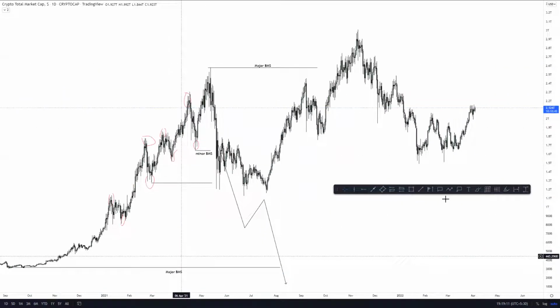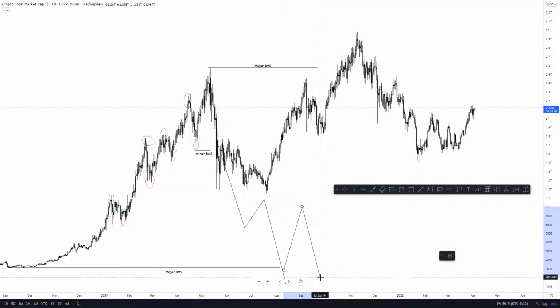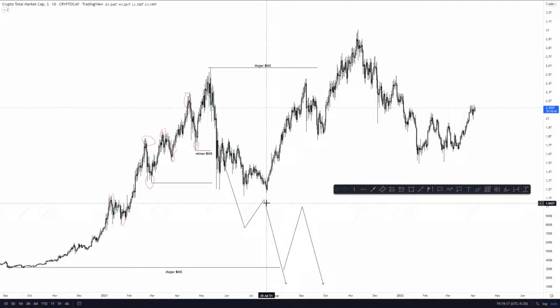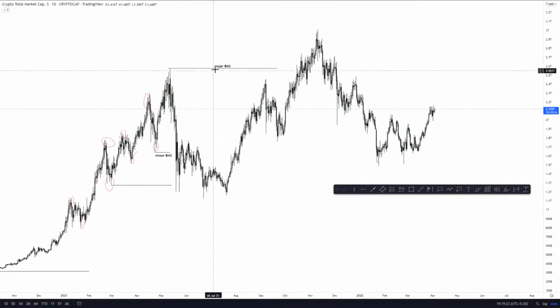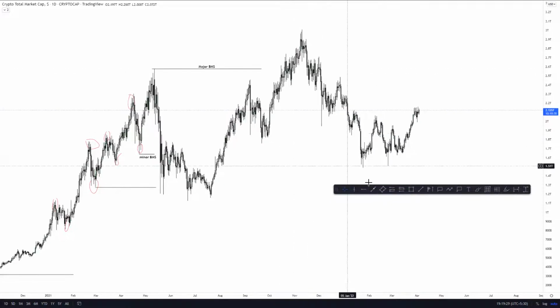What I will do next after taking out this low is look for some sells around here, at the previous highs. But price did the same thing. Price took out this major last high, and that's when I call this a major BMS. So you see again what happened here. This was our last low.